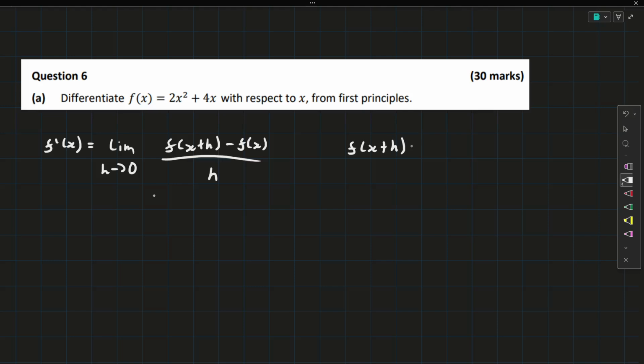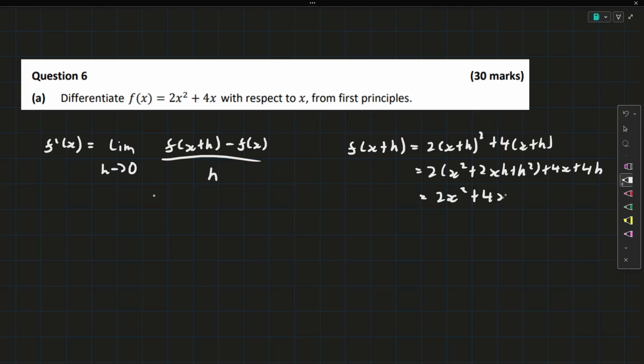So f of x plus h, we need to know what that is. Well, that'll be 2 times x plus h, the whole thing squared, plus 4 times x plus h, which will be 2, and then we'll have x squared plus 2xh plus h squared, and we'll have plus 4x plus 4h, which is the same as 2x squared plus 4xh plus 2h squared plus 4x plus 4h. So that's what f of x plus h is, just because we will need to know that.